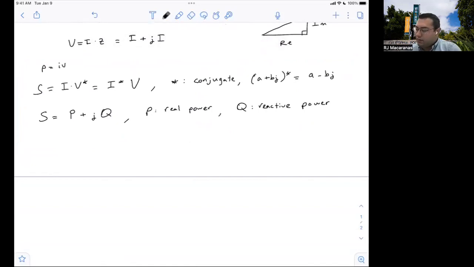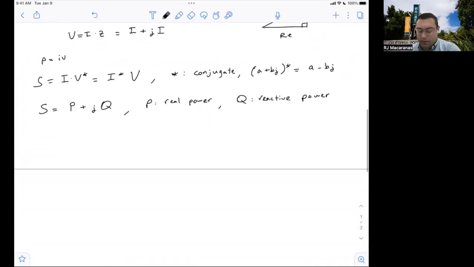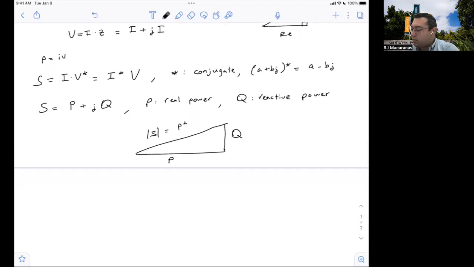But in any case, going back to this real and imaginary model, we have real power on the horizontal, the real axis. We've got reactive power on this vertical axis. And we have this magnitude of the complex power here, and that's going to be the square root of P squared plus Q squared. So hopefully that gives us a good idea of this power triangle. I think a lot of people get confused by it, but it's a pretty straightforward concept.